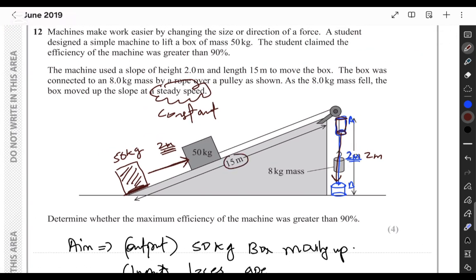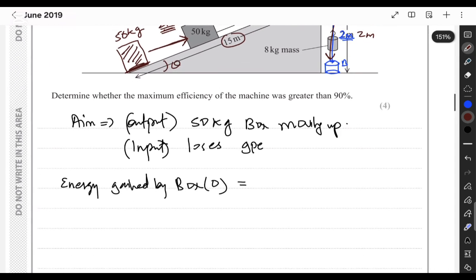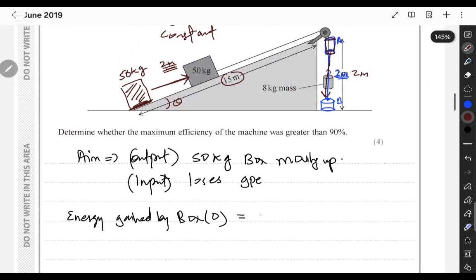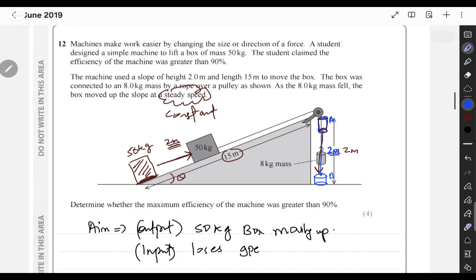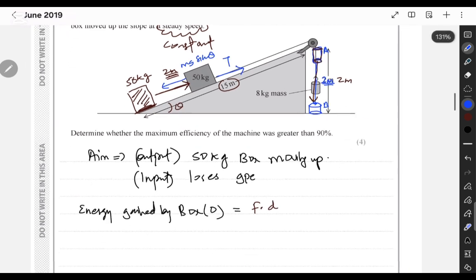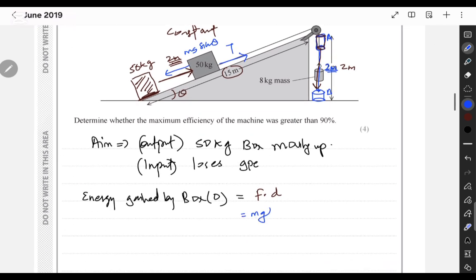This 15 here is given to trick you. It has a purpose to find this angle theta, but it's not for you to use in your work energy formula. So energy gained by box will be force times distance. Now remember I told you that the speed is constant, which means that the tension force here should be equal to the force that's acting down, which should be mg sine theta. So I'm going to put in mg sine theta times distance of 2 meters.